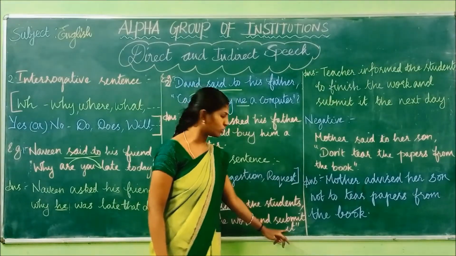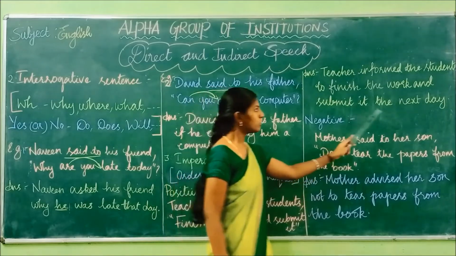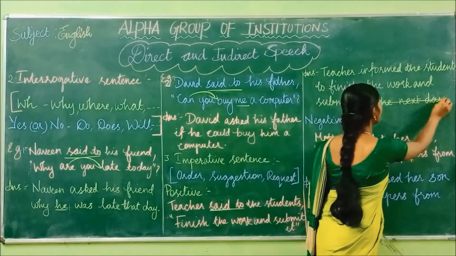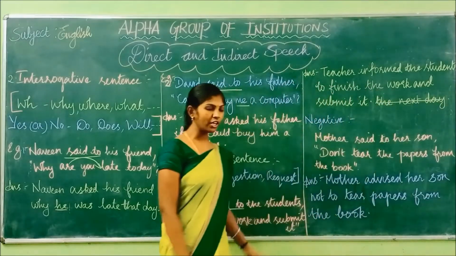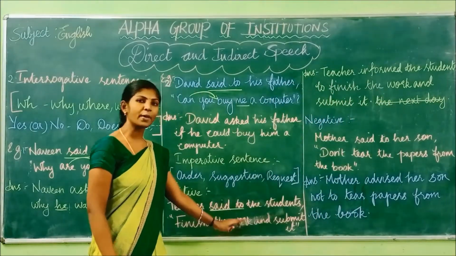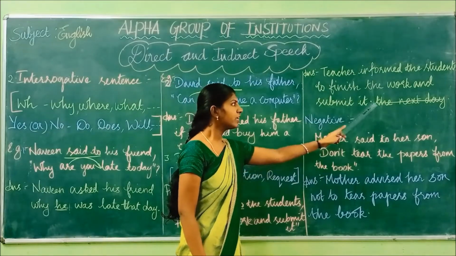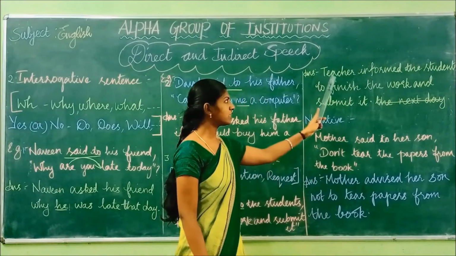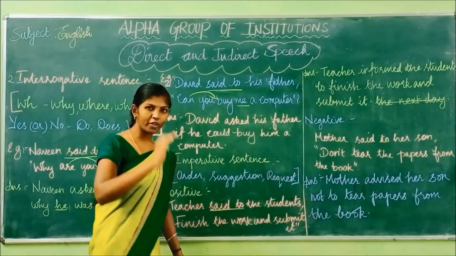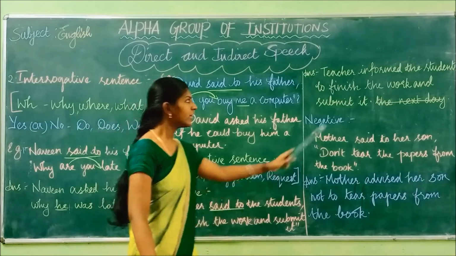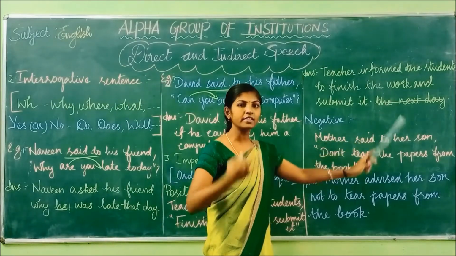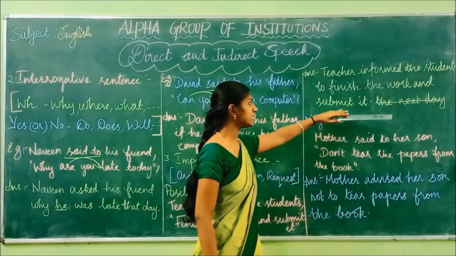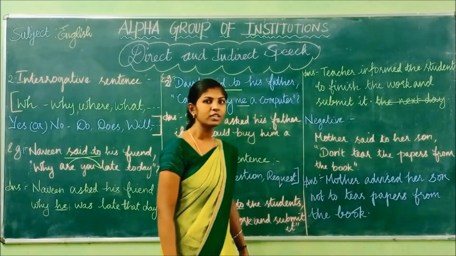Submit it tomorrow. So if I have given tomorrow, you should change it into the next day. If I haven't given anything, you can just leave it off. Now it's just submit it. If tomorrow is given, you should change it into the next day. So the teacher informed the students to finish the work and submit it. And today means that day, tomorrow means the next day. So this is a positive sentence in imperative sentences.